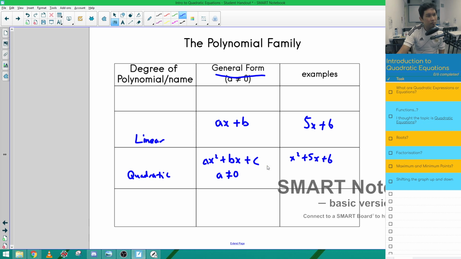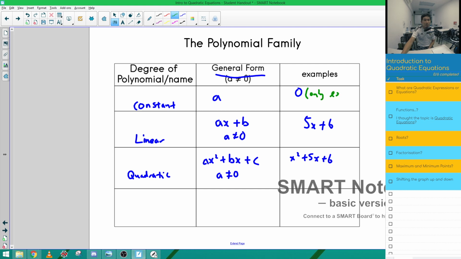So you notice that in this table, I have linear and quadratic, and there are 2 more spaces over here. What happens if I drop the x term? What if I just have a constant here? That's where you have a constant. And I think this is the only exception where your a can be 0. So let's write that down. This is the only exception.